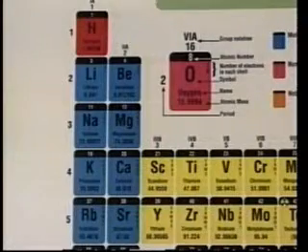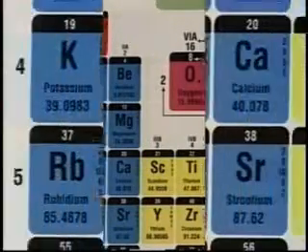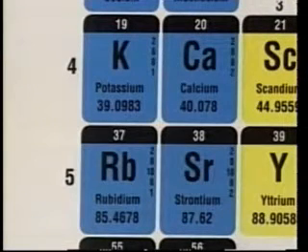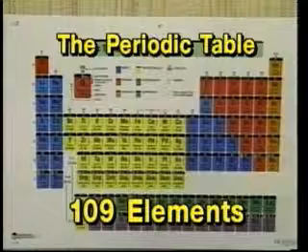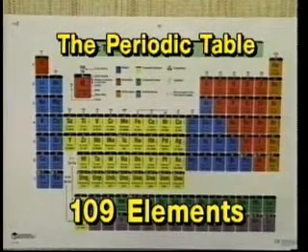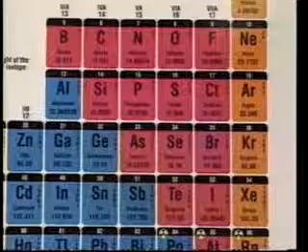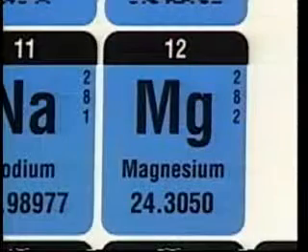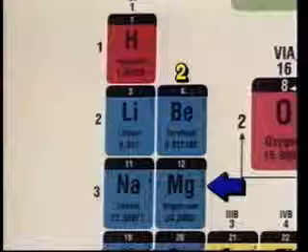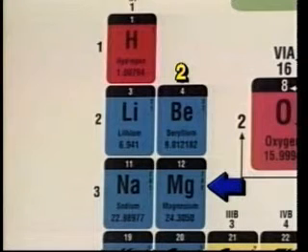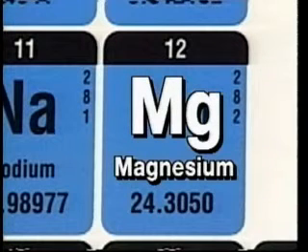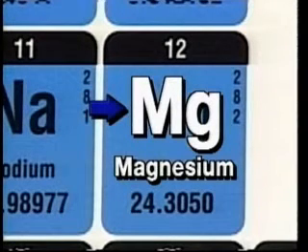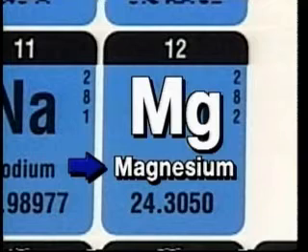Let's take a look at the elements in the periodic table, which is not nearly as complex as it first appears. There are 109 known elements, and each one of these elements is described in a separate box. Take the element magnesium, which we see represented by this box in column 2 of the table. The large letters Mg are the chemical symbol for magnesium.